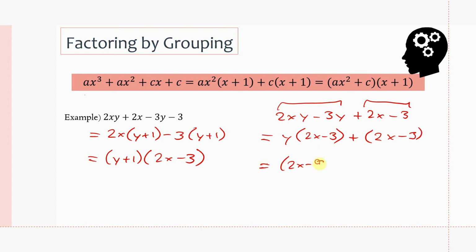And now we have a common factor in 2x minus 3, and we can factor that out. We can just say 2x minus 3 times y plus 1, which is the same thing as this, so you'll get the answer both ways, but sometimes you won't get the answer if you rearrange the expression, or you won't get the answer if you don't rearrange the expression, right? So you got to try it both ways.